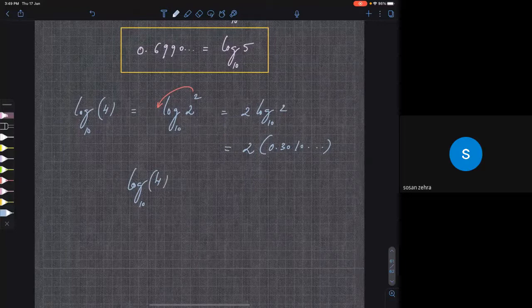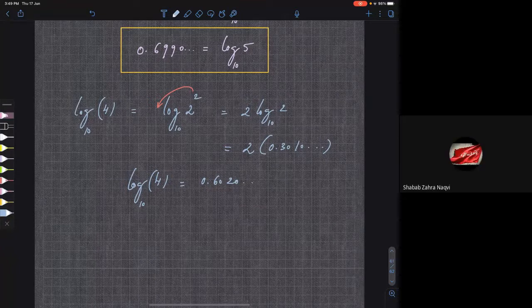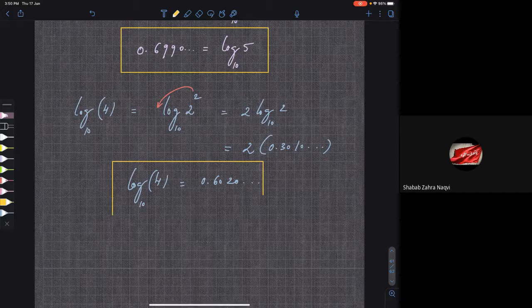Why? Because you can take the value of log 4 from the value of log 2. So I am just writing it. You don't need to remember this, but you should know how to take the value. Okay? Okay, fine.